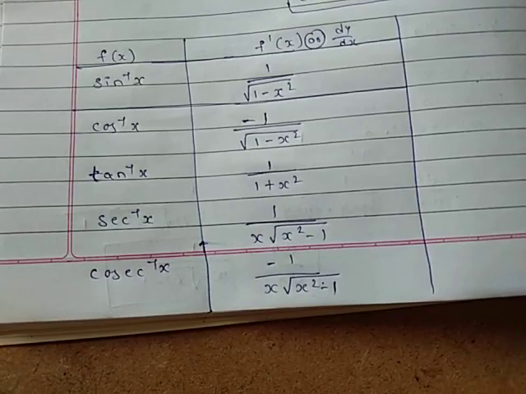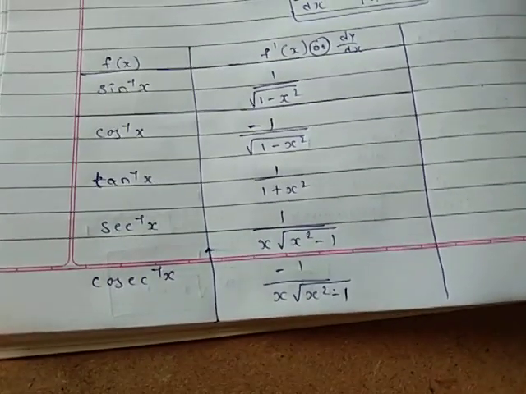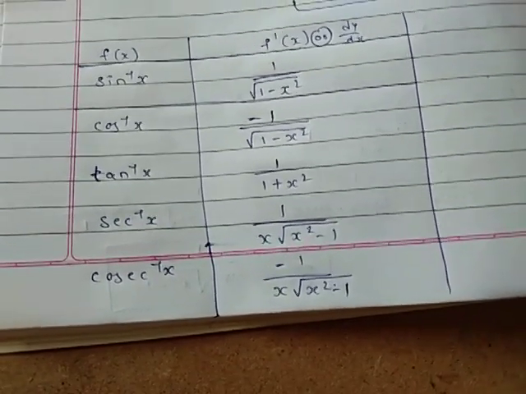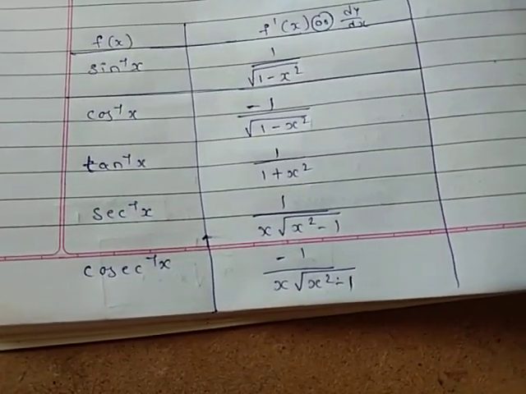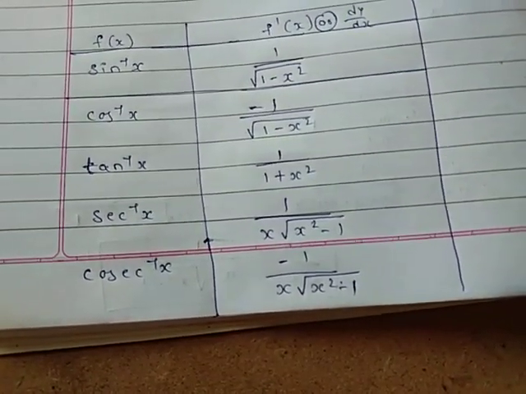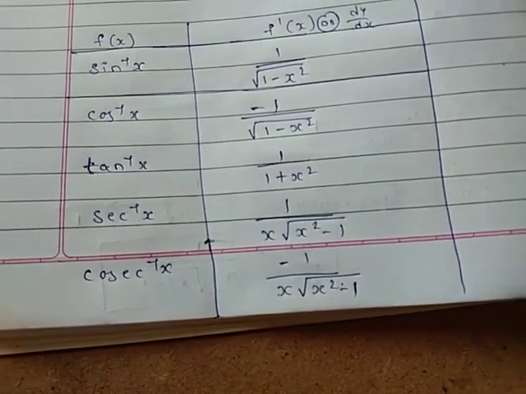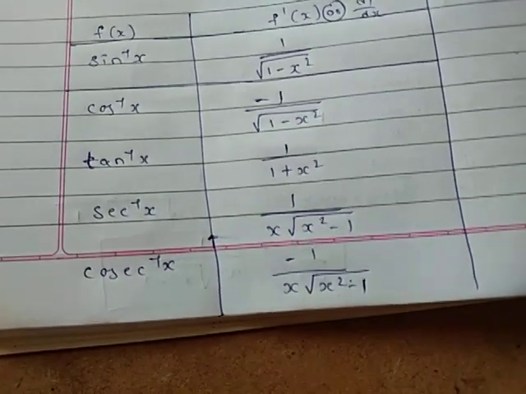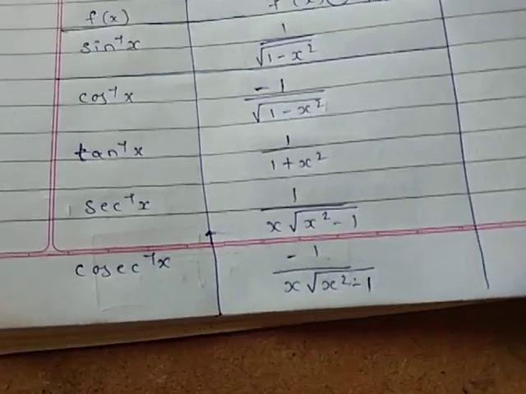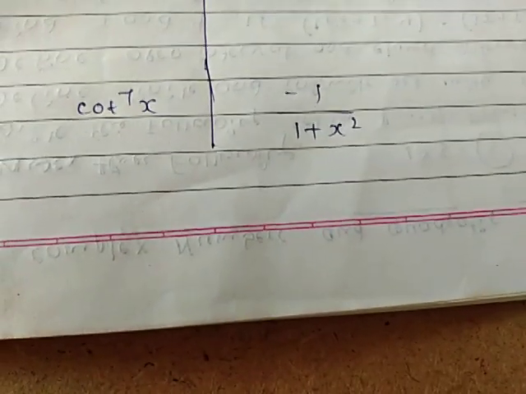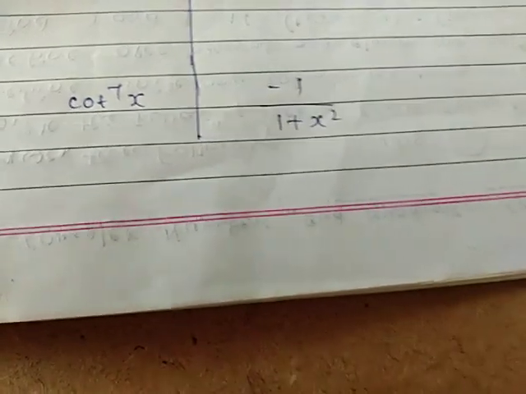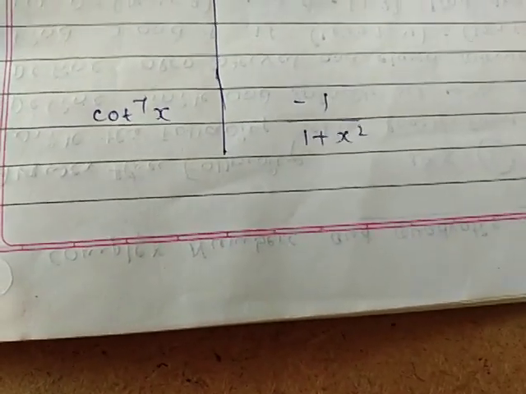The next function is secant inverse x. The derivative for this one is 1 divided by x into root of x square minus 1. Again the next function is cosecant inverse x. The derivative for cosecant inverse x is minus 1 divided by x into root of x square minus 1. And the next function is cot inverse x. The derivative of cot inverse x is minus 1 divided by 1 plus x square.